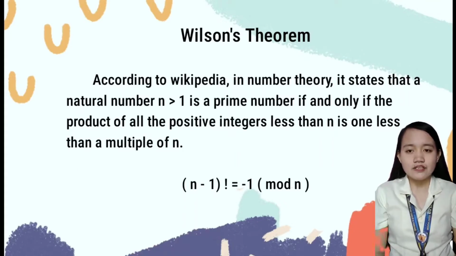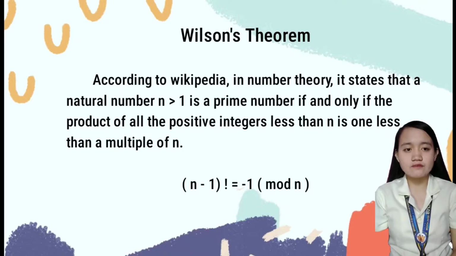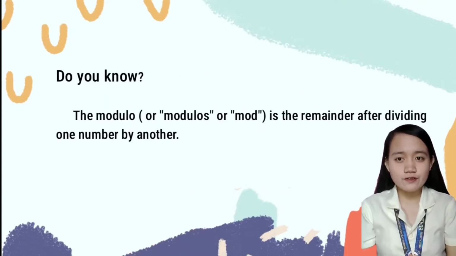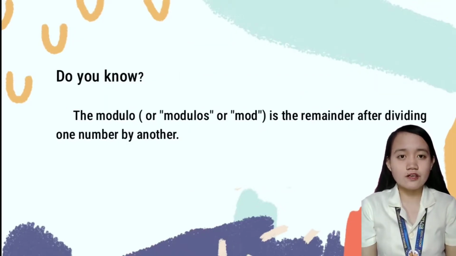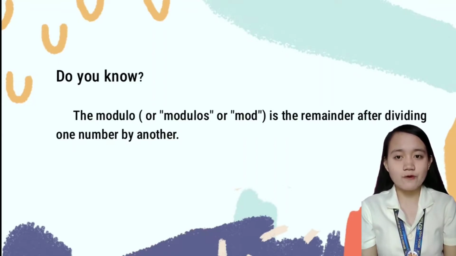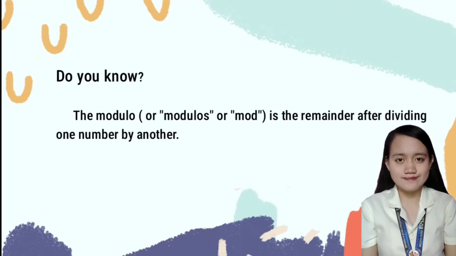That is, using the notations of modular arithmetic, one has that (n-1)! is equal to 1 times 2 times 3 and so on. It satisfies that (n-1)! ≡ -1 mod n. Do you know that the modulo, or modulus, or mod, is the remainder after dividing one number by another?